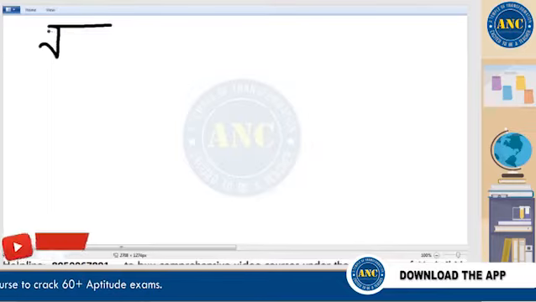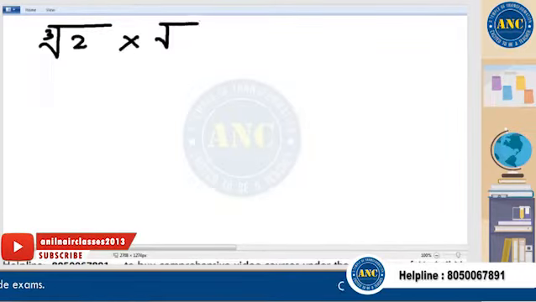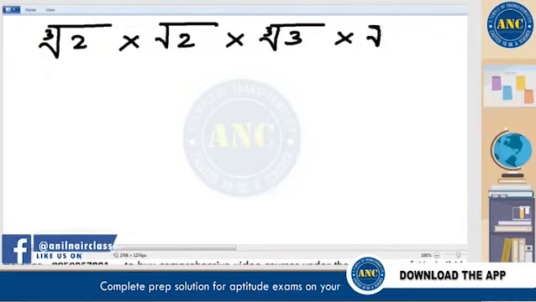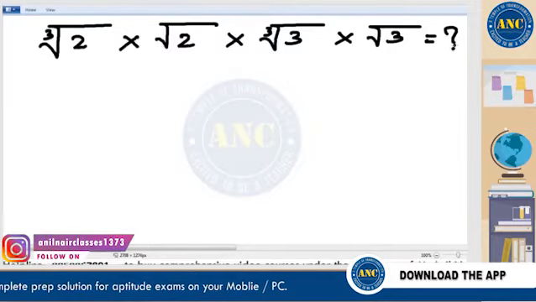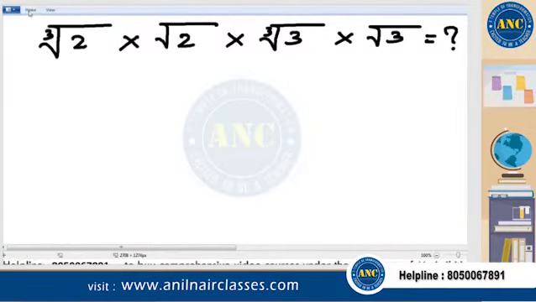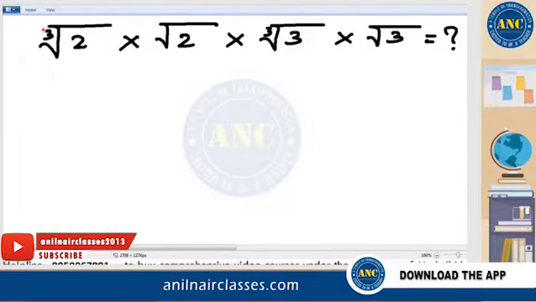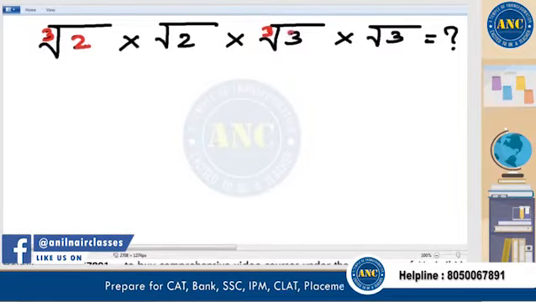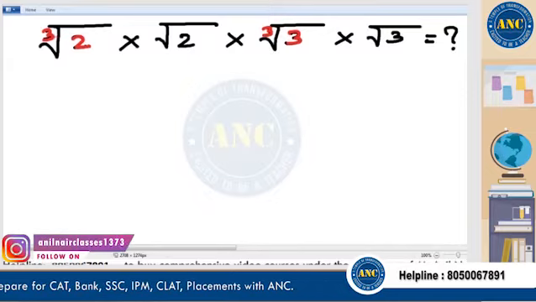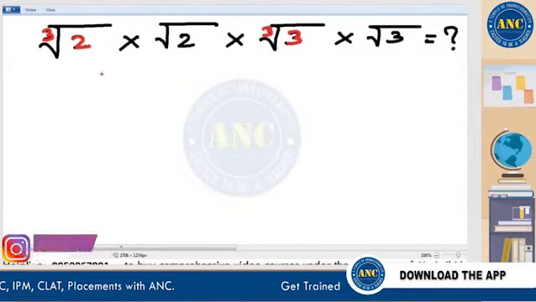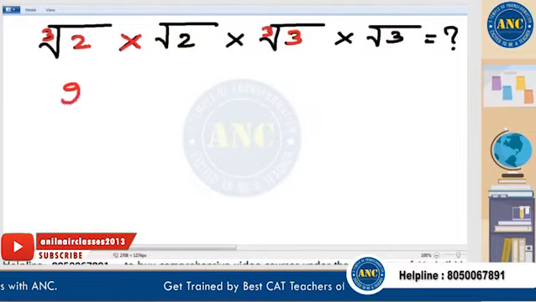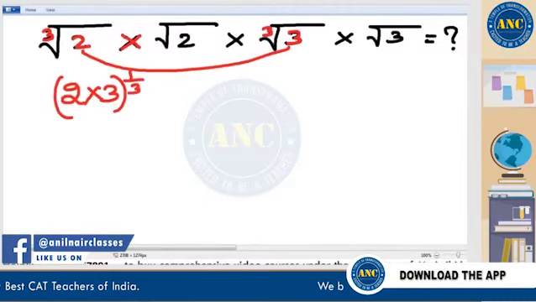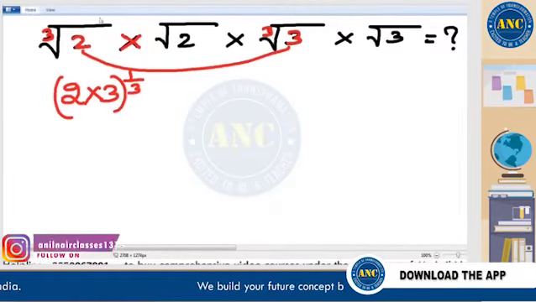cube root of 2 into square root of 2 into cube root of 3 into square root of 3. This value I need to find. Now again, can I say that cube root is there for this first term, cube root is also there for this third term. So what I will do is, powers are same, multiply the bases. That means I will write it as 2 into 3, and I will put a common power called 1 by 3, or it is cube root, right?